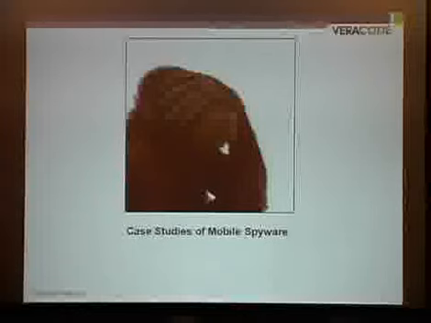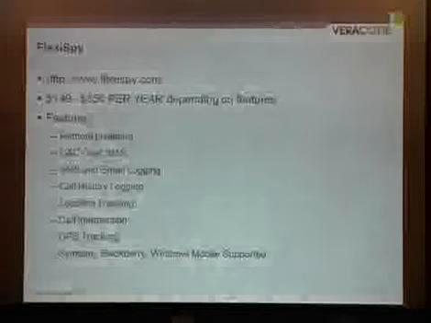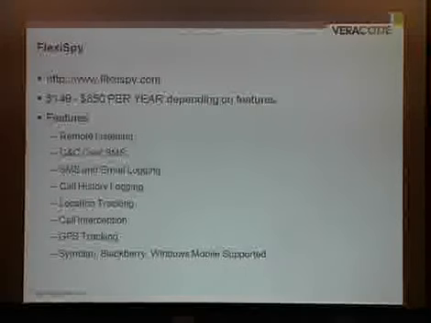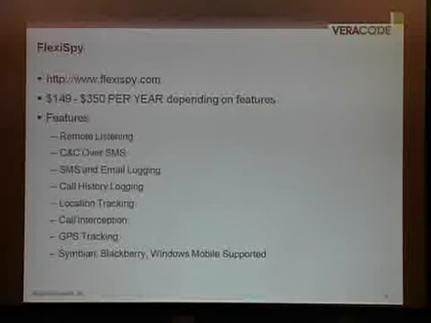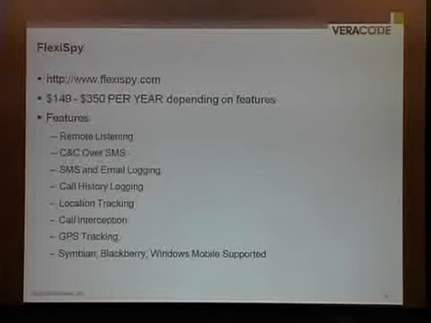So, case studies of mobile spyware. Real quickly, we'll get into some of the examples. FlexiSpy is a commercial offering. It costs between $150 and $350 recurring each year. The pros of FlexiSpy: it's fully functional, and allows the target to be monitored using many different types of methods. It covers platforms Symbian, BlackBerry, Windows Mobile. The cons of FlexiSpy: it's expensive to purchase.